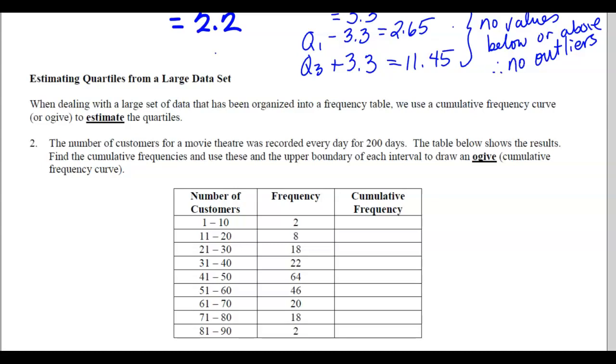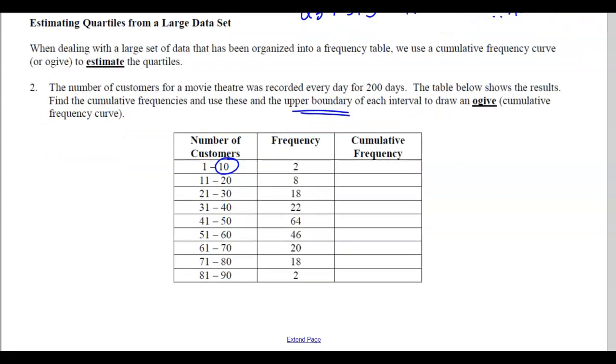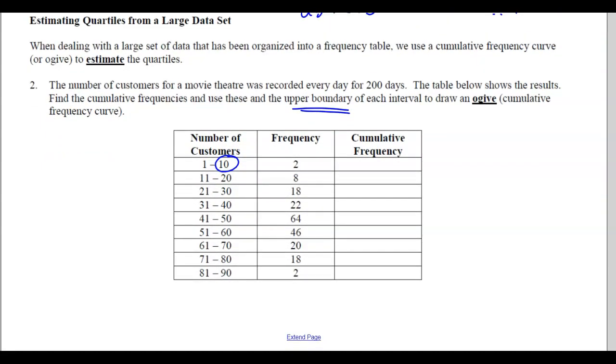It says find the cumulative frequencies and use these and the upper boundary of each interval to draw an ogive, or a cumulative frequency curve. So we're using the upper interval. That means this will be the data value that we plot the frequency for, right, of 2. So we're going to use the upper boundary. In any case, let's start. Cumulative, just like your cumulative exam, it's on everything, right? So cumulative frequency for the first is just 2.